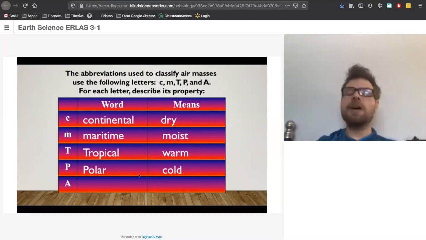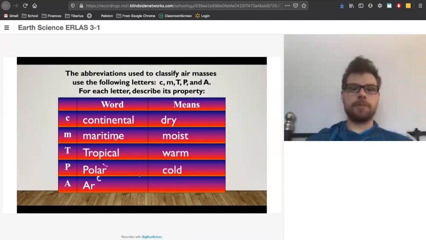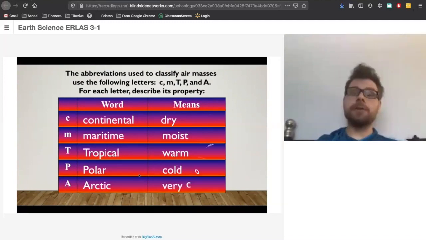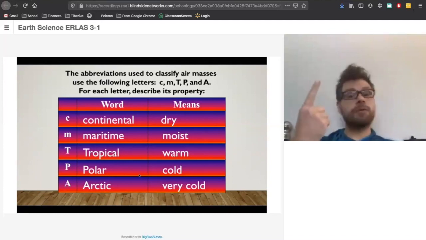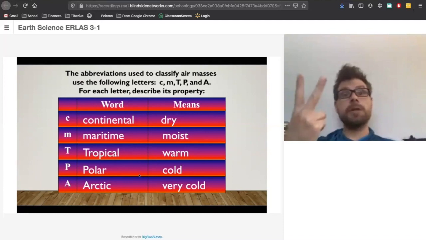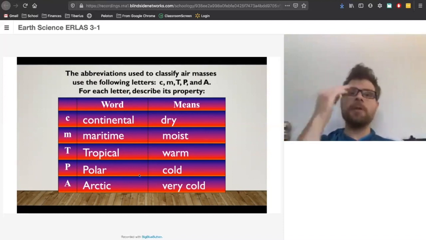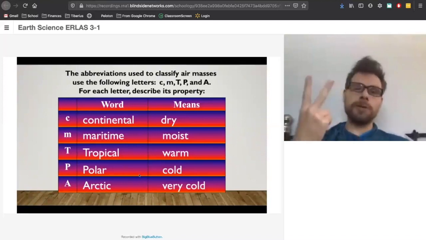And finally, our last letter is A. A is Arctic. Arctic is even more cold than cold. Arctic is very cold. So for our temperatures, we have our three abbreviations: T for warm, P for polar, which is cold, and A for Arctic, which is very cold. Most of the time, we only use tropical and polar. We very rarely use Arctic.